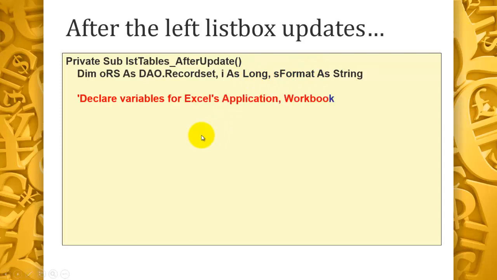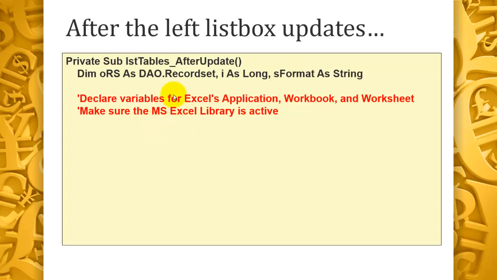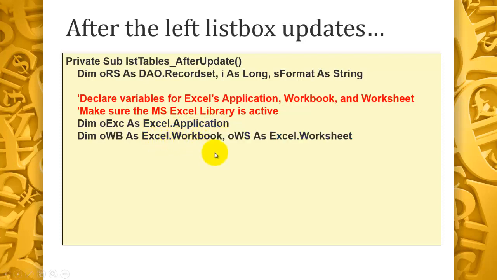We also need to declare variables for Excel. In order to do so, you have to make sure that the Microsoft Excel library is active. Go to References in VBA and make sure that the Excel library is active. Once that is done, you can declare variables of the Excel library: Excel.Application, Excel.Workbook object type, and Excel.Worksheet object type. We initialize all the variables of these object types that we have declared.